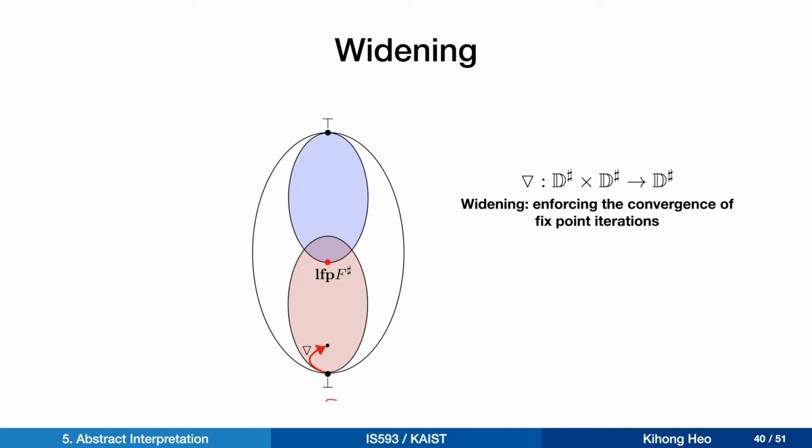After one iteration with widening, we get here. And after another iteration, we get here. And after a finite number of iterations, we will be over the ideal result like this, which is a sound approximation of the ideal result.